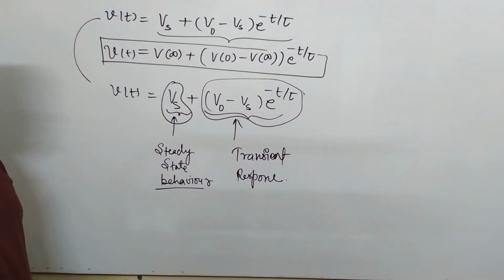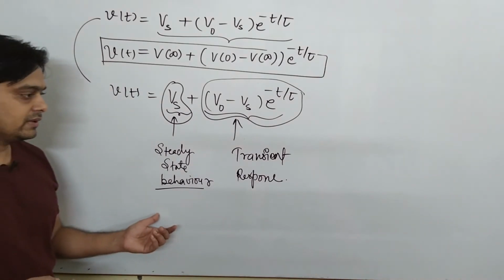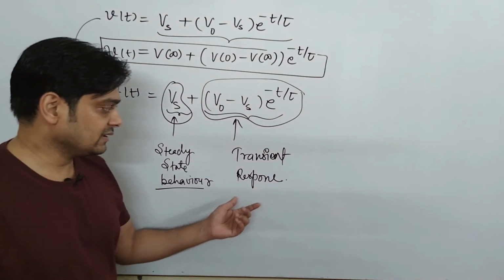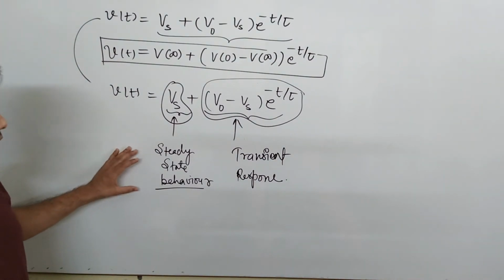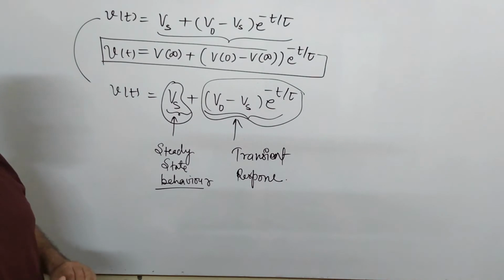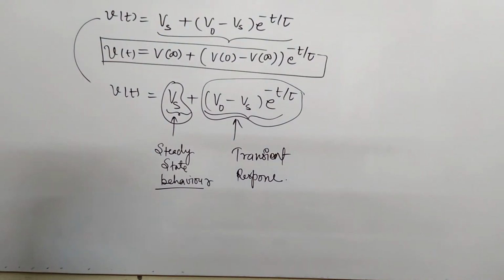So we have seen all the types of response, that is natural, forced, ZIR, ZSR, steady state, as well as transient response. Just for your concept building, I have mentioned the different types of response. However, you can go through your signals subject in which you will study more about all these types of responses.